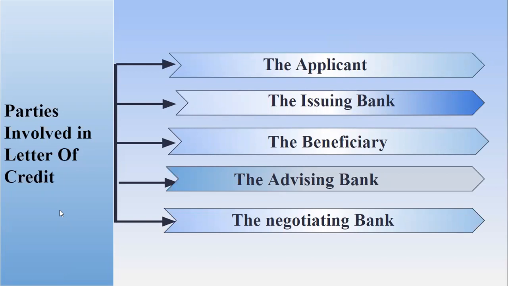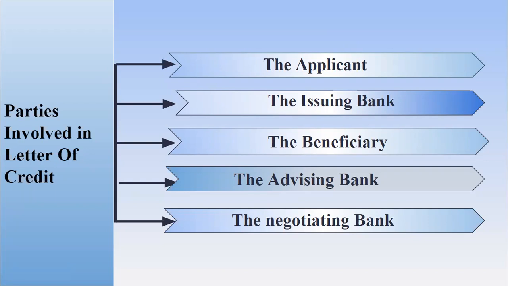So in this slide, we can see the parties involved in a letter of credit. So the first one is the applicant. Here the importer is the applicant, because the importer imports the product from outside of the nation, and that's why he has to open an LC account. Number two, issuing bank. The issuing bank guarantees the exporter the payment. Number three, beneficiary. In this whole transaction, the exporter is actually benefited because he is receiving the money. That's why the exporter is the beneficiary.